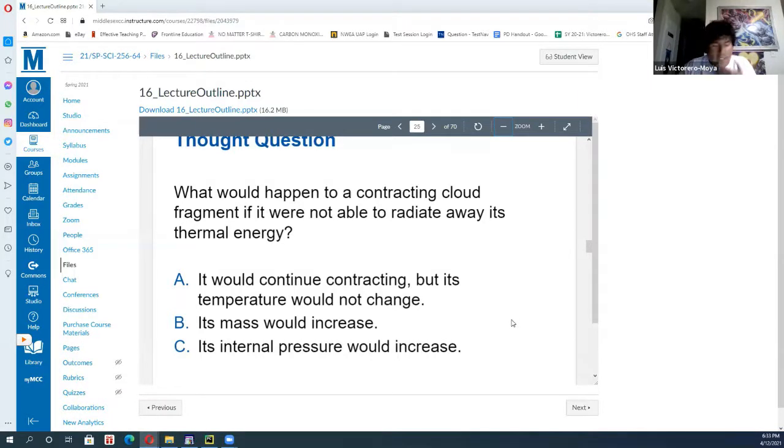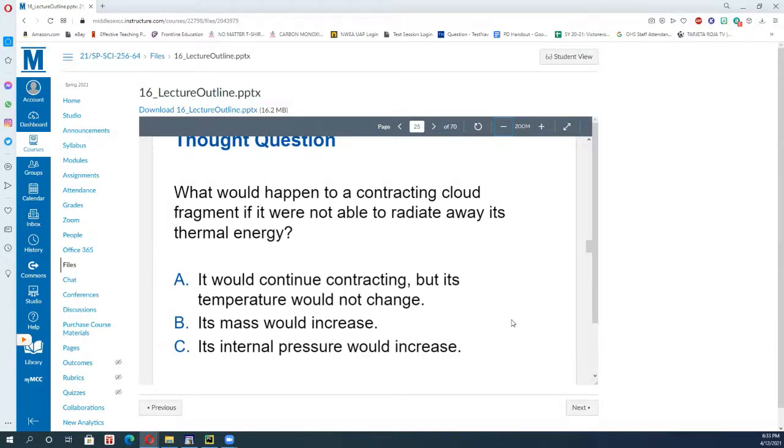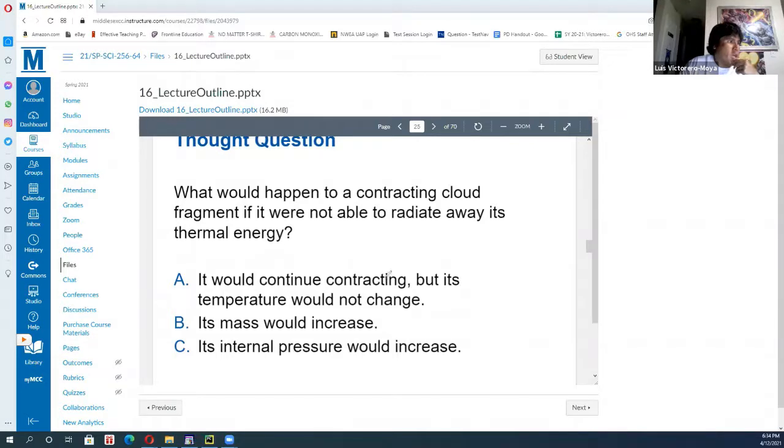What do you think will be the answer for this? What will happen to a contracting cloud if we're not able to radiate away its thermal energy? Let's see. Yeah, it's gotta be something in terms of increasing. You cannot have decreasing temperature, or temperature cannot remain constant. The mass cannot increase because you are talking about contracting, so the pressure has to increase.